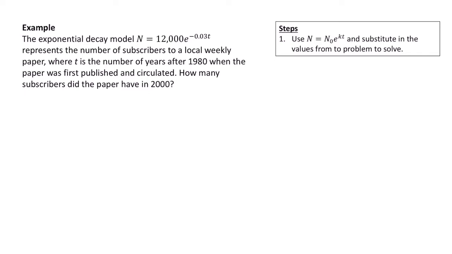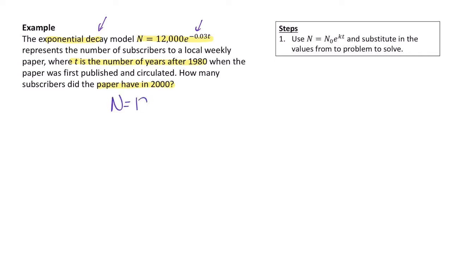It says the exponential decay model, N equals 12,000 e to the negative 0.03t, represents the number of subscribers to a local weekly paper where t is the number of years after 1980 when the paper was first published and circulated. How many subscribers did the paper have in 2000? So we have exponential decay, and it gives us the model. Since it's decay, notice that we have a negative in the exponent. Then it says t is the number of years after 1980, and we want to know how many subscribers they have in 2000.